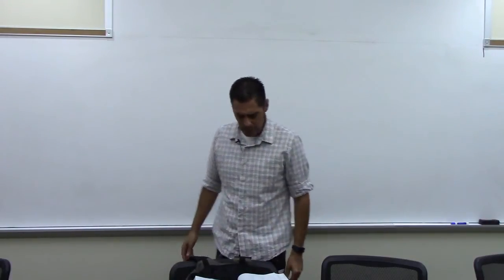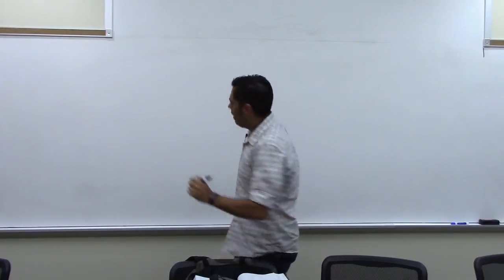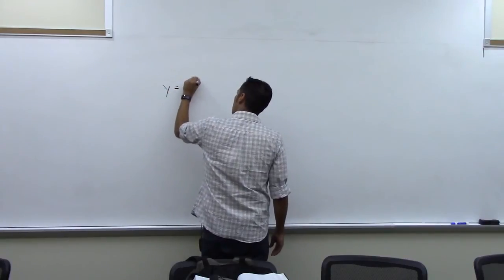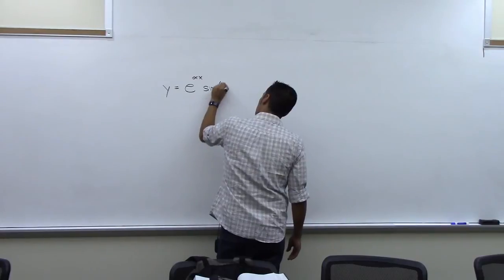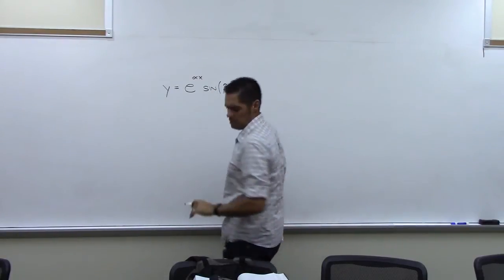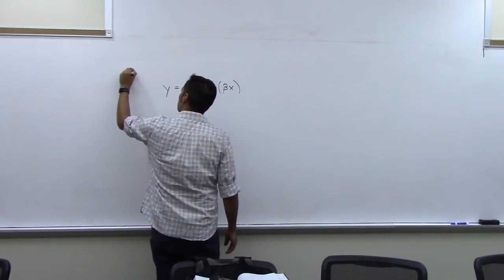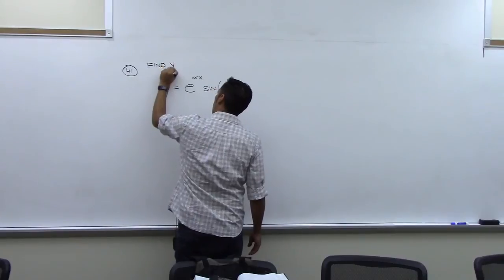Okay. We are on number 41. Y equals e to the alpha x times sine of beta x. And this is number 41. You're asked to find y double prime.